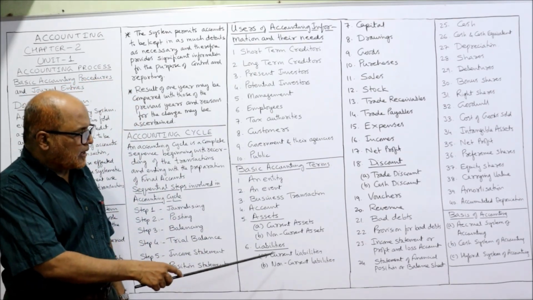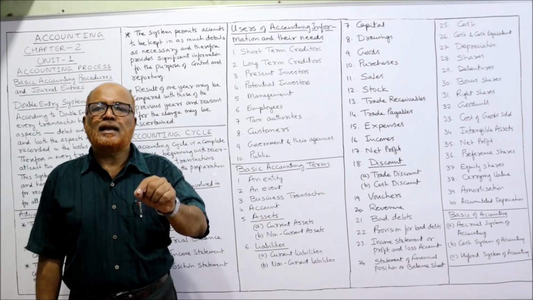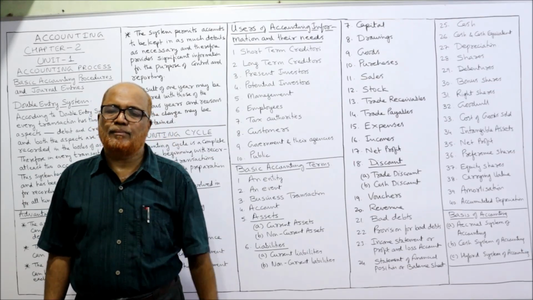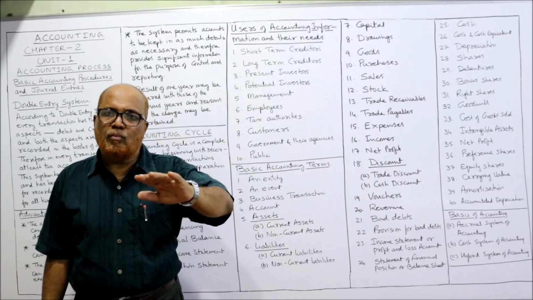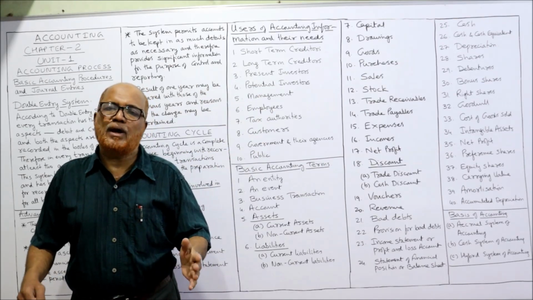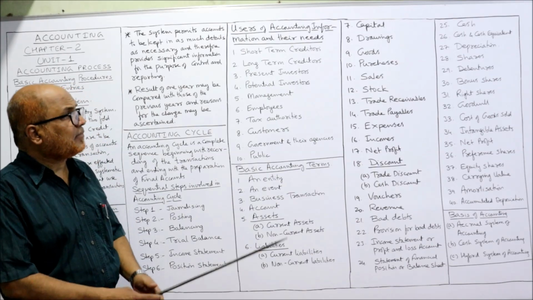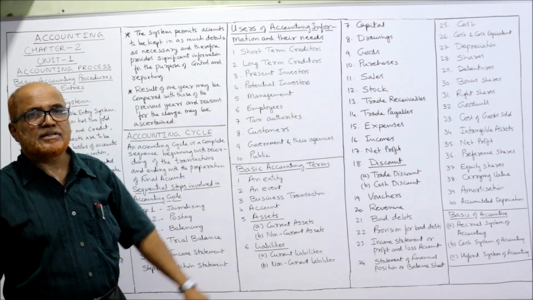Liability is again divided into current liability and non-current liability. Any liability which is due to be paid within 1 year is called a current liability. The liability which is due more than 1 year, that means we have to pay after 1 year, is called non-current liability. Next comes capital.